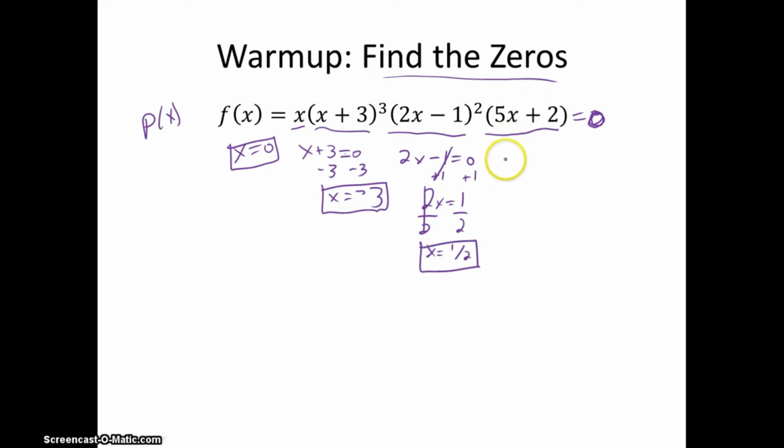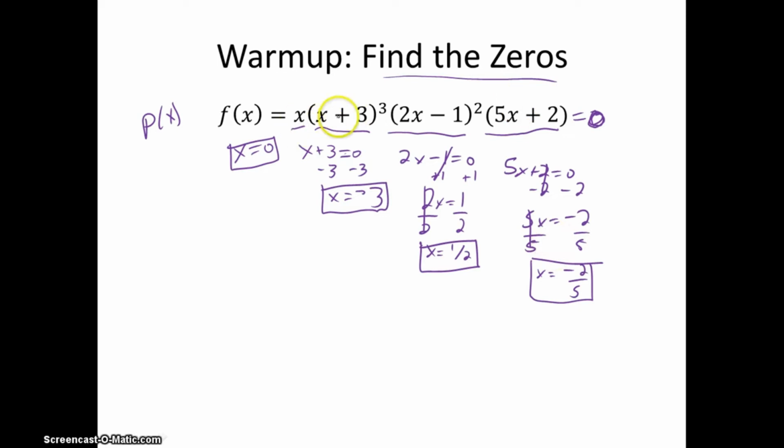And my last one, you can kind of see what's happening here. If this last factor is 0, then 5x plus 2 would have to be 0. So if you subtract 2 from both sides, then we have 5x equals negative 2. And then we just divide by 5 on both sides, and we end up with x equals negative 2/5. So we have the 4 zeros of the polynomial.